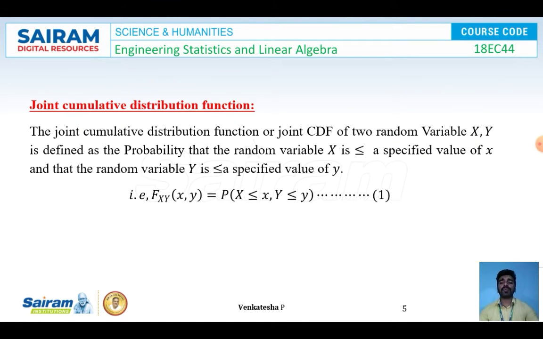Joint cumulative distribution function. The joint cumulative distribution function, or joint CDF, of two random variables X, Y is defined as the probability that the random variable X is less than or equal to a specified value of x and the random variable Y is less than or equal to a specified value of y. It is given by F_XY(x, y) = P(X ≤ x, Y ≤ y).